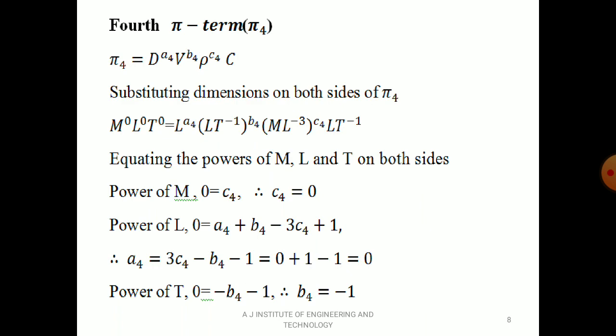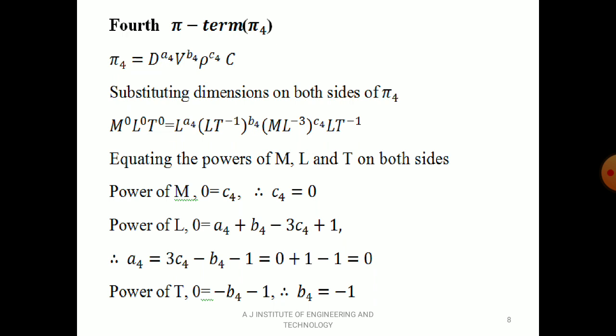Next, the fourth pi term, that is represented by pi 4. Pi 4 equal to d to the power a4, v to the power b4 into rho to the power c4 into c. So substituting dimensions on both sides of pi 4: m to the power 0, l to the power 0, t to the power 0, as pi 4 is dimensionless. Then l to the power a4 into (l t to the power minus 1) to the power b4 into (m l to the power minus 3) to the power c4 into l t to the power minus 1. l t to the power minus 1 is the dimension for velocity of sound, that is c.